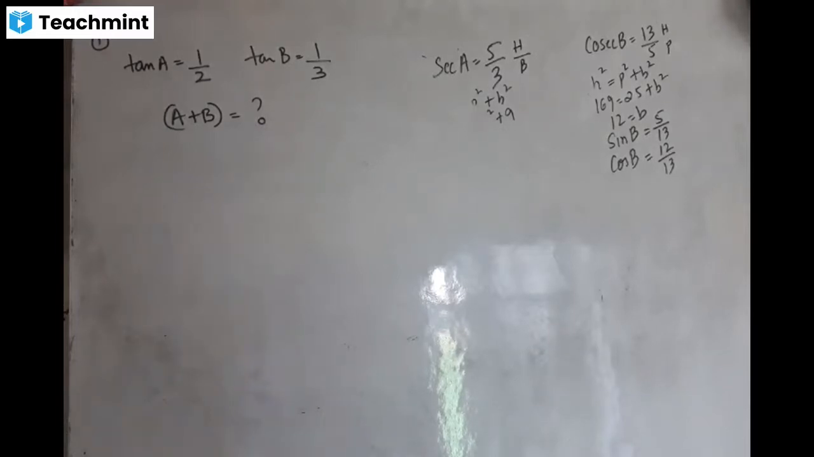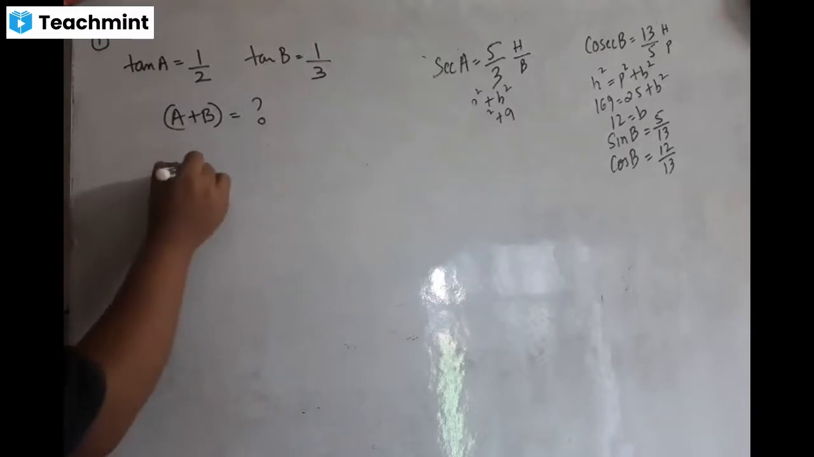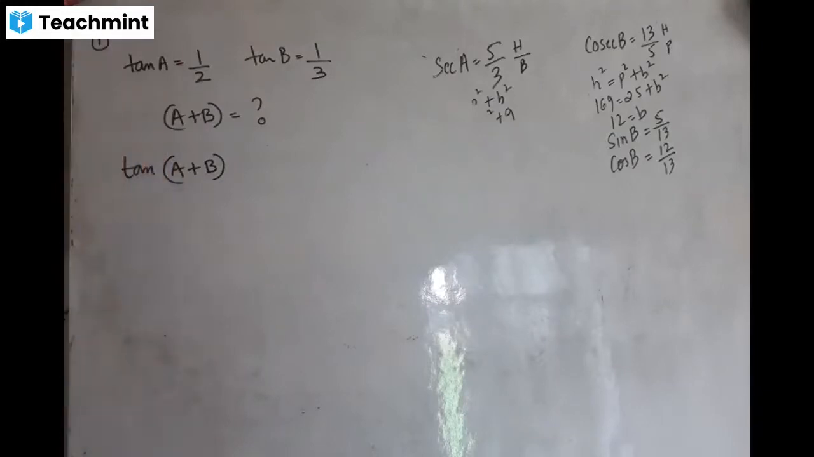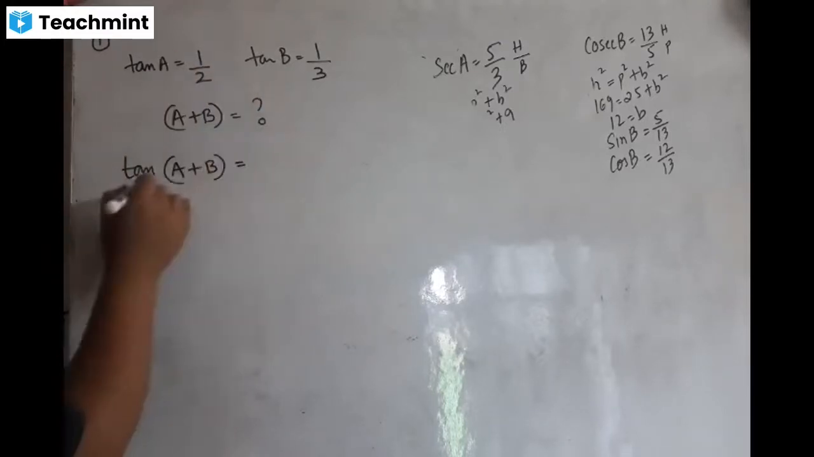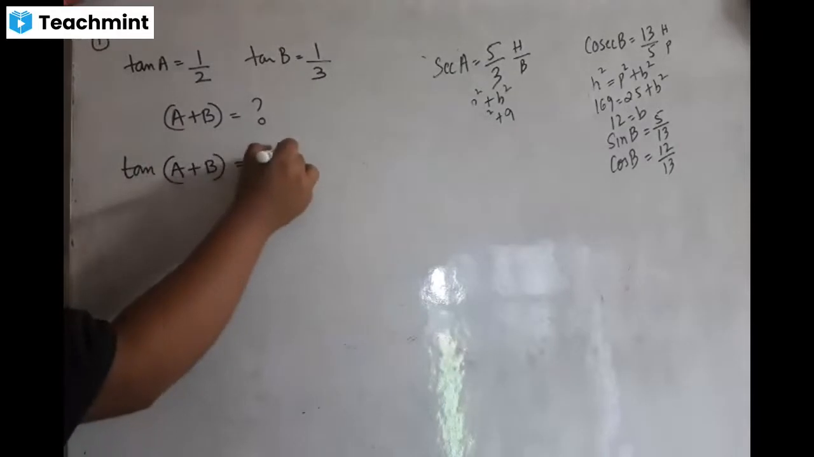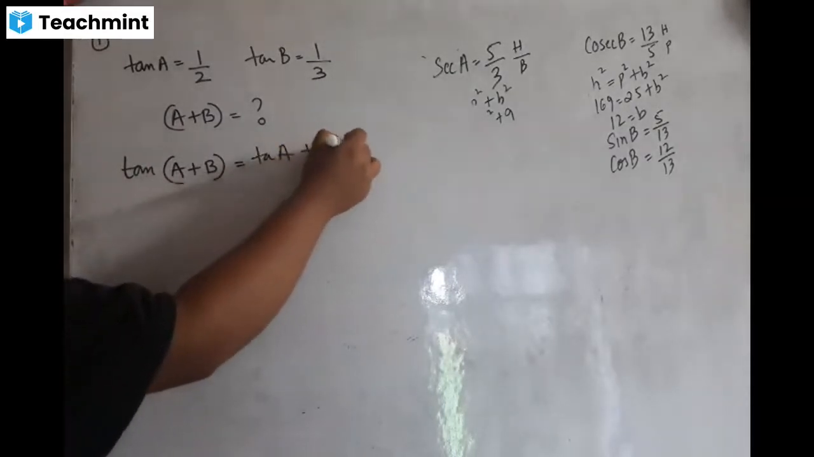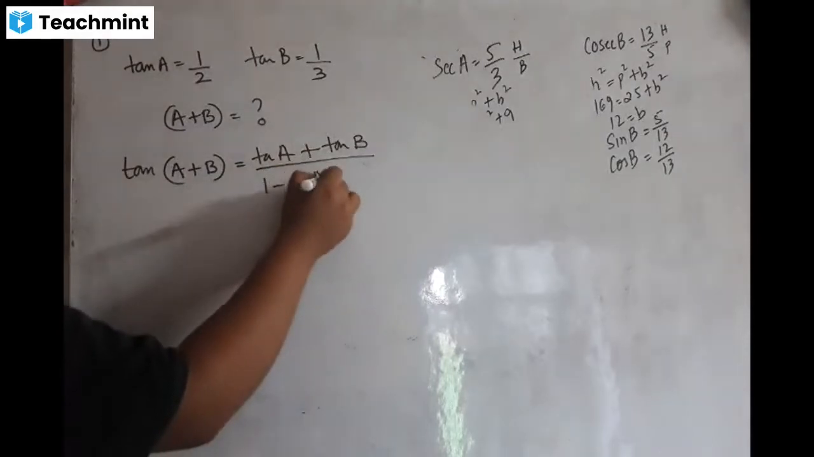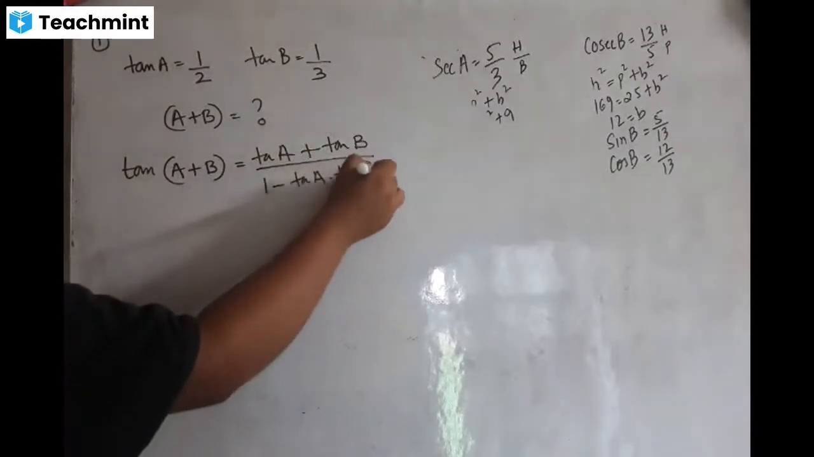See everyone, we have to find the value of A plus B and the ratio given here is tan. So I put tan. Is that clear? Because how did I come to know I have to use tan? Because both the values of tan were given. Now could you please tell me what is the tan A plus B formula? It is tan A plus tan B divided by 1 minus tan A into tan B.